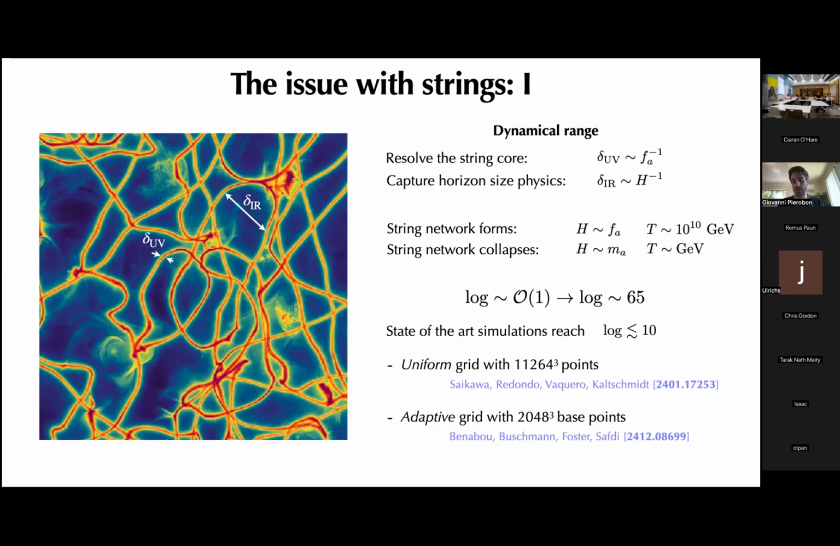That's essentially limited by the fact that you can only get as big a grid as your computer can fit in memory. This can be done with different methods. So I'm pointing out state-of-the-art simulations that have come just last year. With a uniform grid, you can reach log equal 9 or so with 11,000 cubed points. We're talking about terabytes and terabytes of RAM. So you need a large supercomputer to do the simulation. Alternatively, you can use an adaptive mesh refinement approach where you put more points only around the strings and you save up your memory and you end up reaching a log equal 10. So this is the work from these people down here.